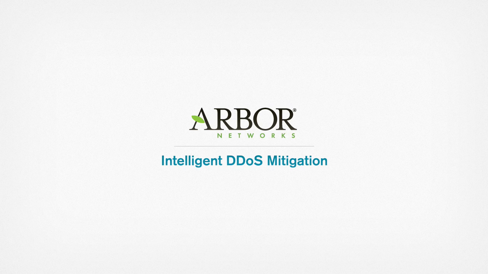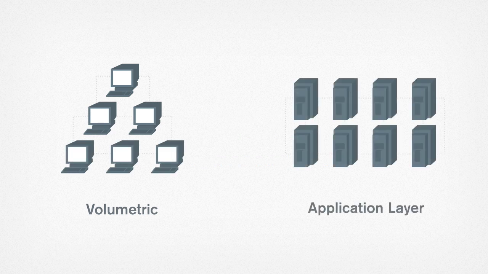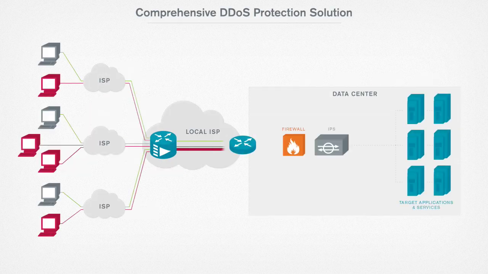Distributed denial of service attacks are malicious and designed to bring down your network. Because there are different types of DDoS attacks, protection against them requires a multi-layered solution. Arbor offers such a solution for layered, comprehensive DDoS protection.